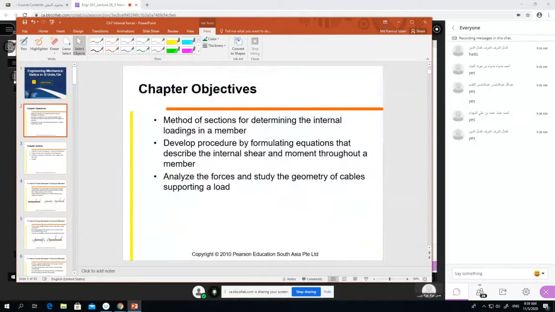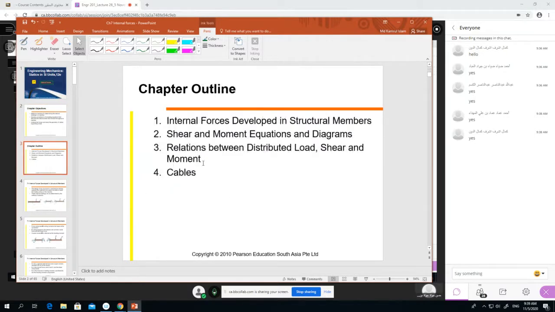Okay. So here is the method of sections for internal loading in a member. Chapter objective: develop a procedure to analyze forces, and study support loads. Internal forces develop in the structural member. That is what we learn, and it is important.